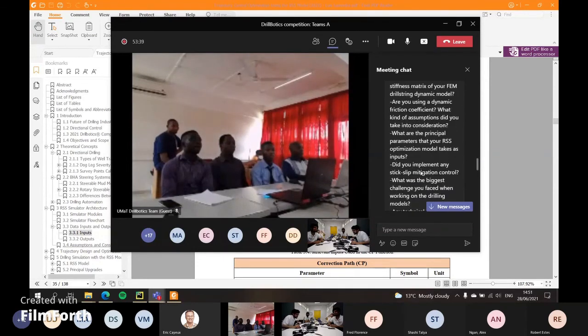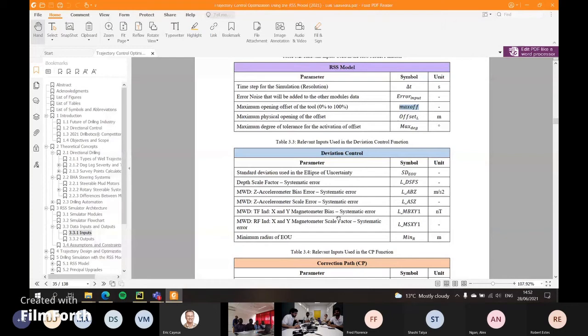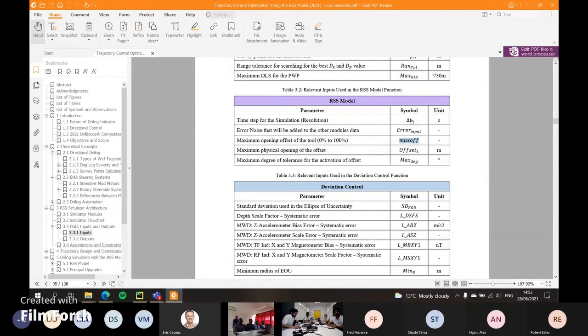Okay, so I was telling the principal parameters of the RTSA optimization model. We basically use these ones. This is the time step, and the error noise, or the percentage of error that we want to add, with a top and a bottom range of error added to the 5 parameters that I mentioned before. Then the maximum offset, which is related to the mechanism of the BHA for creating the deviation.